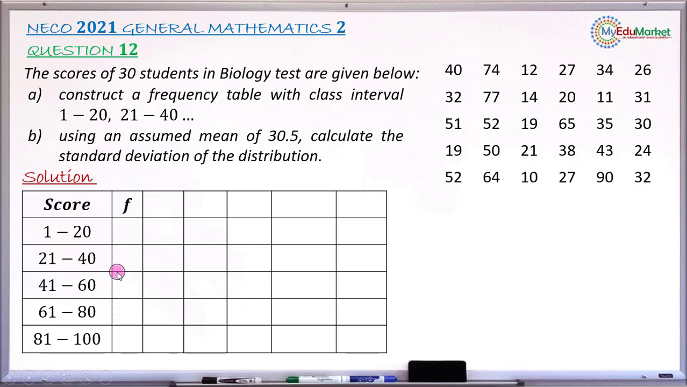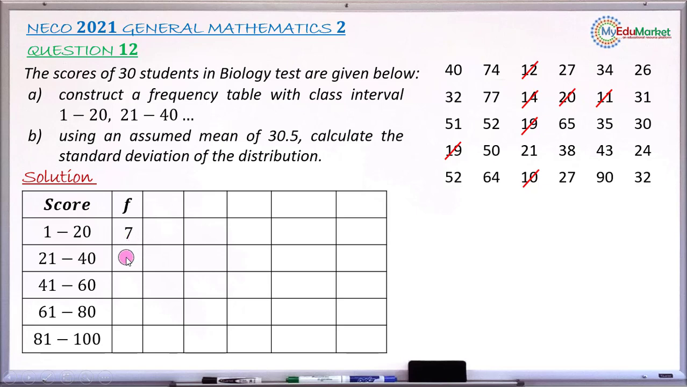So I'll go back to my raw data. What I'm going to do, I'll now find out how many numbers are in between 1 and 20. That gives me the frequency of those numbers in this group. So striking all those numbers that are in between 1 and 20, if you count those numbers that are struck with this red line, you discover that they are 7 in number. So you now have 7 as the frequency.